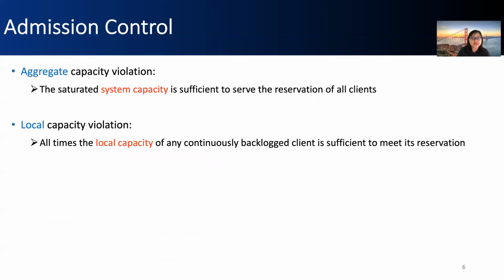Haechi uses 2 system violations as an admission control mechanism to ensure that system capacity is sufficient to meet the reservations. The aggregate capacity violation guarantees that the saturated system capacity is sufficient to serve the reservations of all clients. The local capacity violation guarantees that at all times the local capacity of any continuously backlogged client is sufficient to meet its reservation. This is a brief introduction of Haechi.